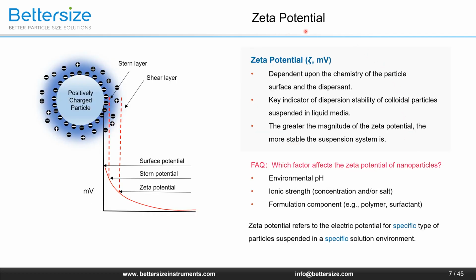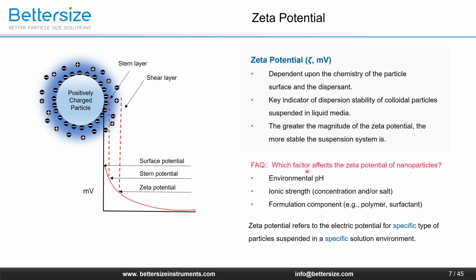Zeta potential is another concept that we need to know. Particles usually carry charges on the surface in aqueous systems, surrounded by the counter ions that form an inner Stern layer and an outer shear layer. Zeta potential is defined as the electric potential at the interface of the shear layer. The sign of zeta potential tells whether the particles are positively or negatively charged, and the magnitude of it is a key indicator of the stability of the particle system.